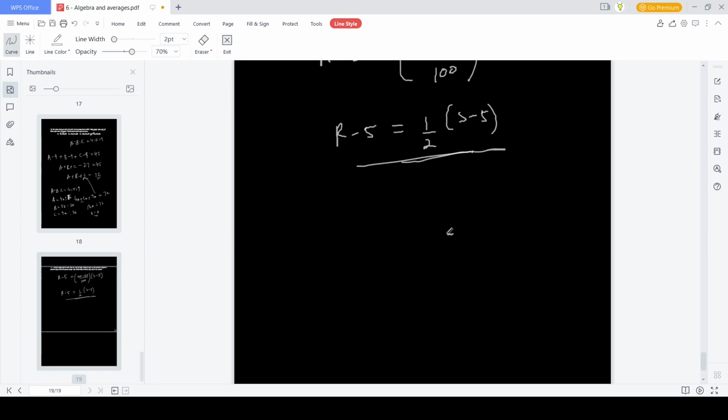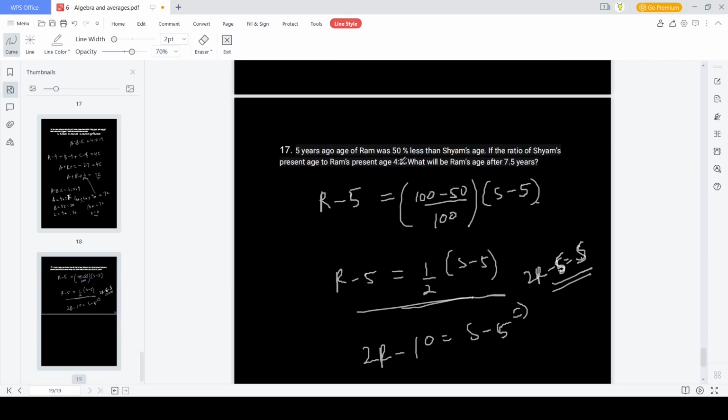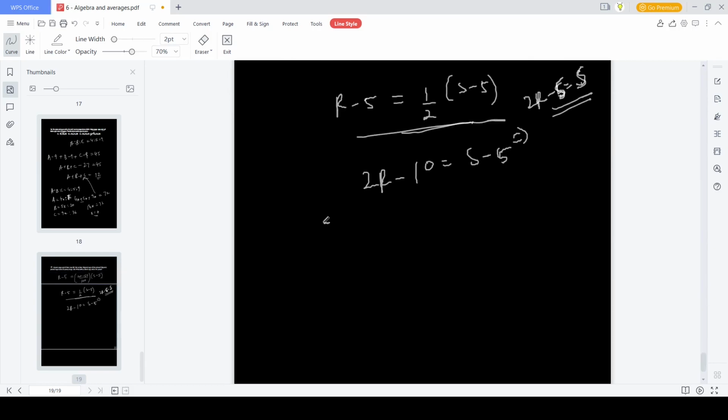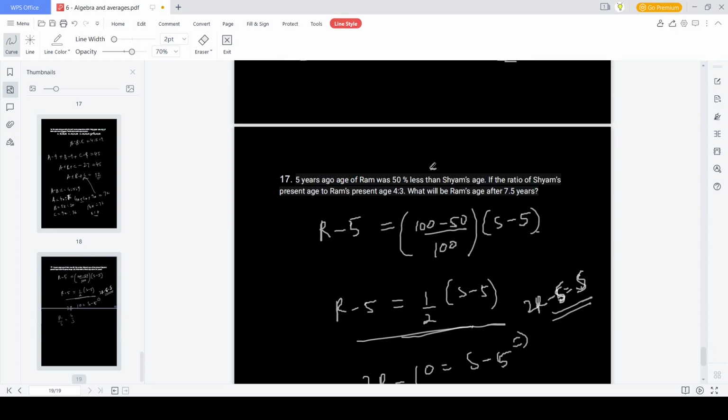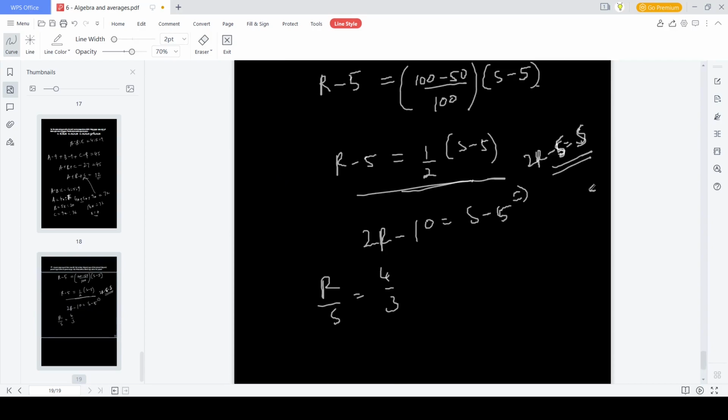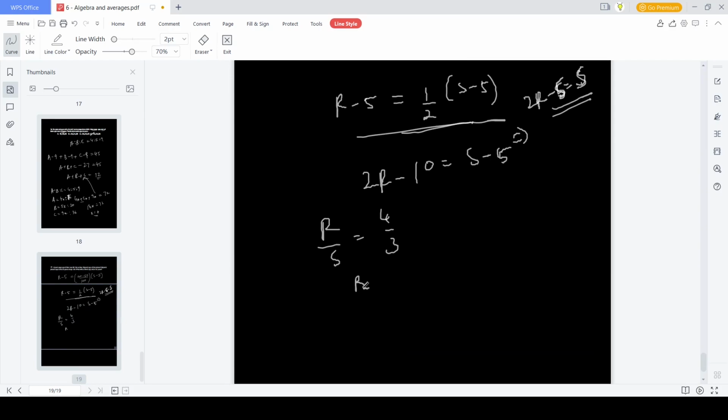We have one equation. We can cross multiply actually. 2R minus 10 is equal to Sham minus 5, which implies that 2R minus 5 is equal to Sham's age. This is the 5. This is S. Now their present ages are in the ratio 4 is to 3. So Ram by Sham is equal to 4 by 3. I will substitute for Sham's age because I want to find Ram's age. So Sham's age is nothing but 2R minus 5, so R by 2R minus 5 is equal to 4 by 3.